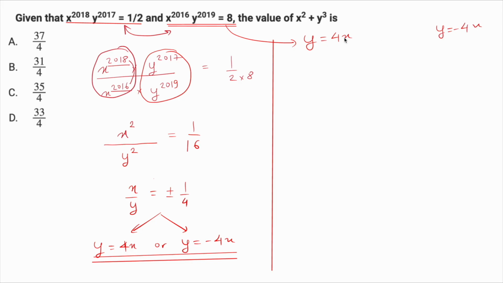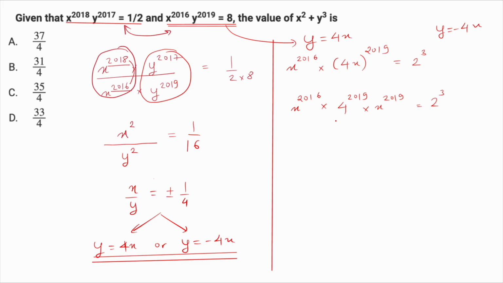So putting y is equal to 4x in the equation, we have x raised to 2016 into, in place of y I am putting 4x. So second part becomes (4x) raised to 2019 will be equal to 8. 8 can be split as 2 raised to 3. Further, leave this x raised to 2016 as it is for time being, into (4x) raised to 2019 can be written as 4 raised to 2019 multiplied by x raised to 2019 will be equal to 2 raised to 3 only, right?